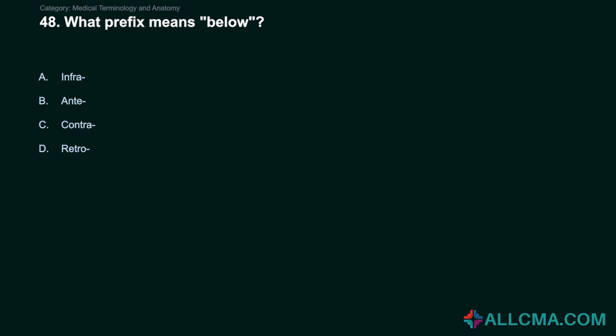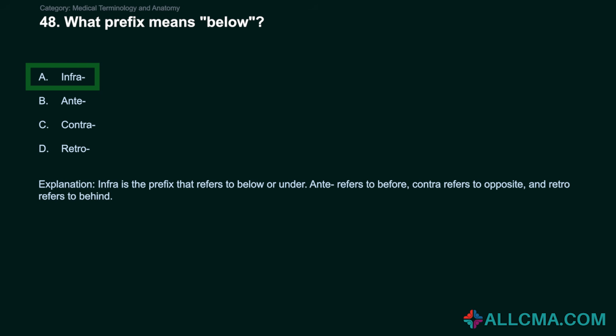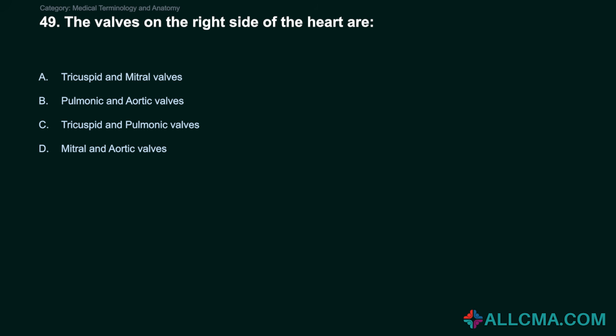48. What prefix means below? A. Infra-. B. Anti-. C. Contra-. D. Retro-. Correct answer, A. Infra-. Infra is the prefix that refers to below or under. Ante refers to before, contra refers to opposite, and retro refers to behind.